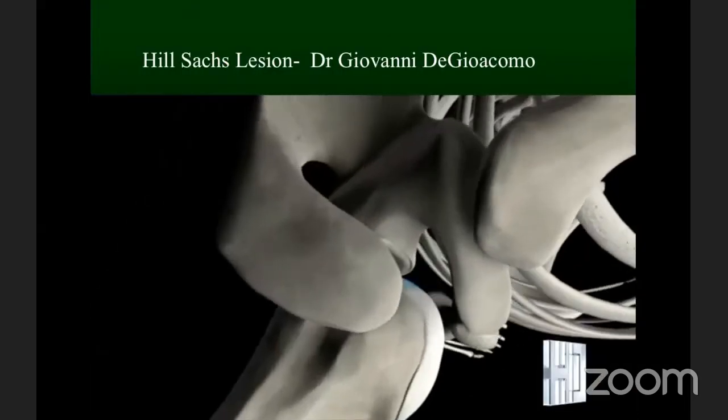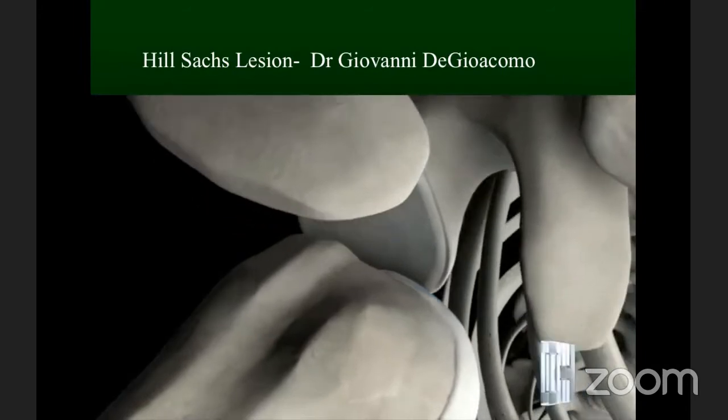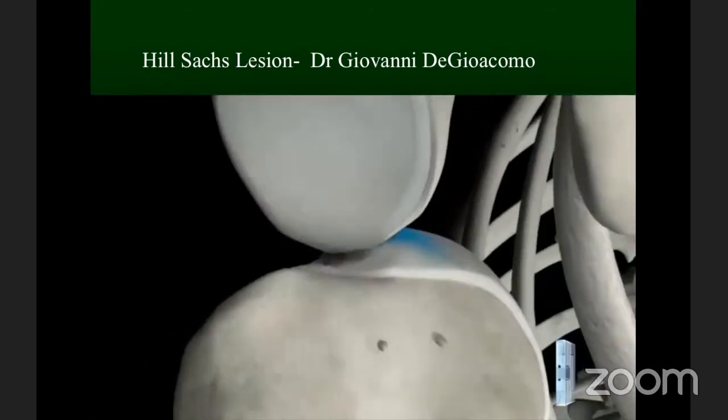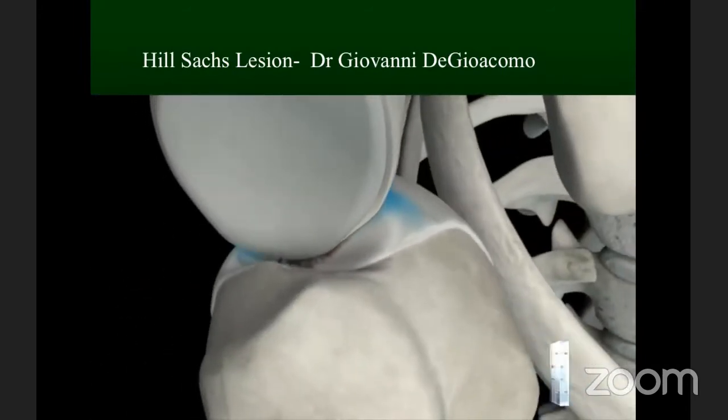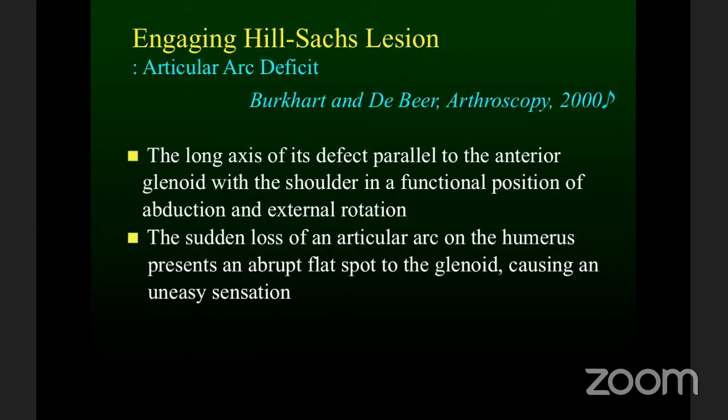Giovanni Giacomo, I'm very grateful to him, shared this animation which describes how the Hill-Sachs lesion is created by impaction of the humeral head onto the dense cortical bone of the glenoid. Once you have this impact, it leads to recurrent instability because of loss of arc, which they described in their off-track and on-track lesions.